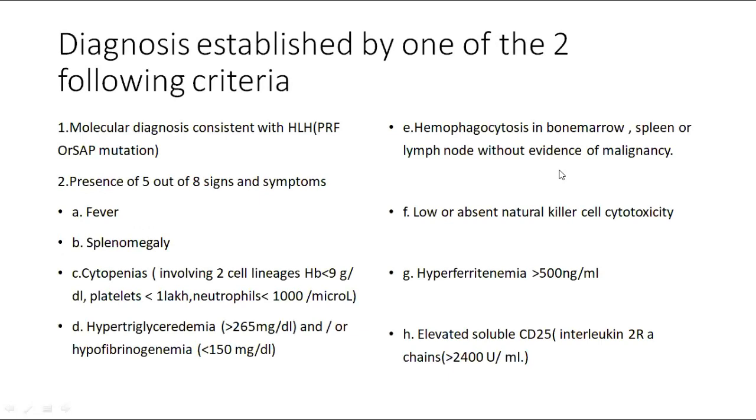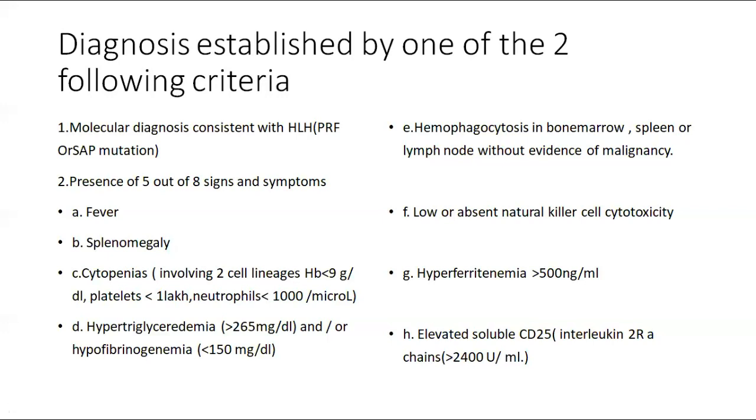So definitely, bicytopenia is not an exclusive criterion. We can have any five criteria out of these eight: fever, splenomegaly, bicytopenia, hypertriglyceridemia or hyperfibrinogenemia, hemophagocytes in bone marrow, absent NK cell activity, hyperferritinemia, and elevated soluble CD25 levels. So five criteria are enough.